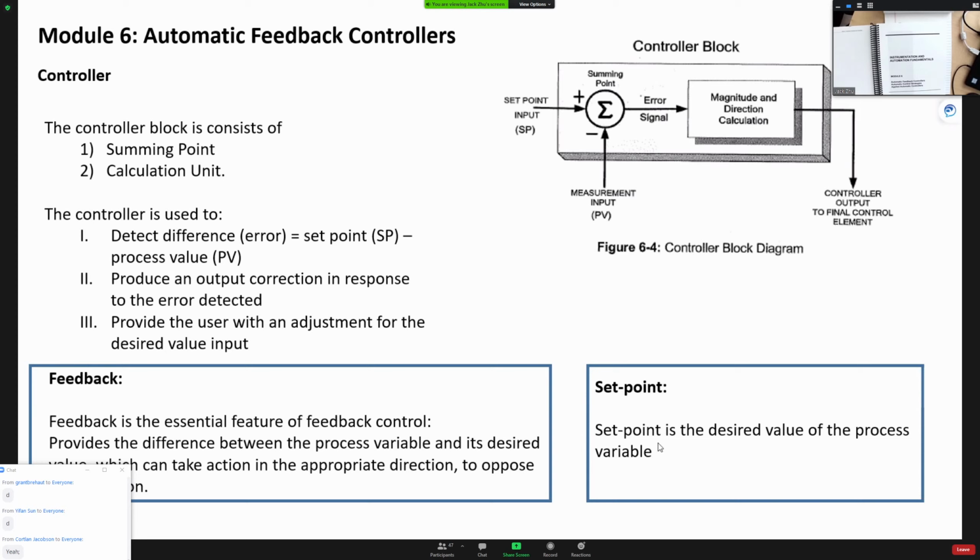The set point is the desired value of the process variable, and I guess somewhere in the exam they will ask you what the set point is, and I already mentioned it to you before. So set point is the desired value.